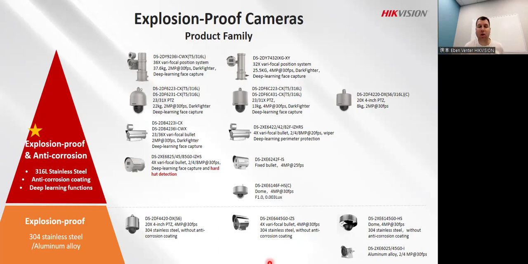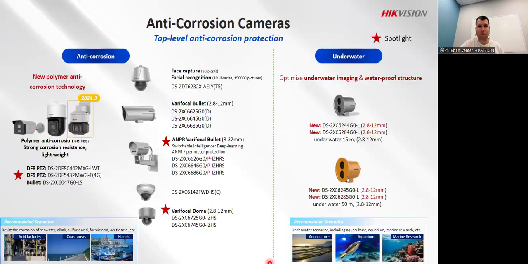Then we also have the anti-corrosion. Some of these are designed with stainless steel in mind. So for harsh mines or harsh coastal environments, or even on a ship going from one port to another, it's designed for that environment. So part of that anti-corrosion, like I said, multiple different products, and we'll get into them a little bit more. Underwater cameras as well.